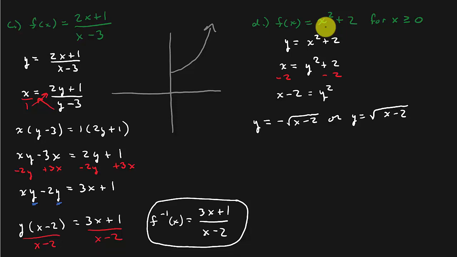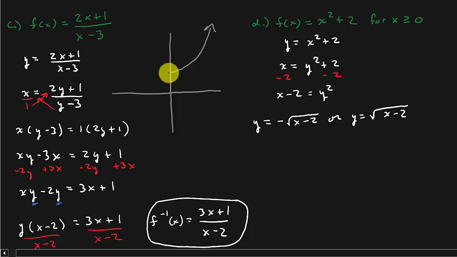Let me just state this real quick. The problem could have said for x less than or equal to 0, then that would have gotten rid of that part of the graph, and it would have made it one-to-one, and we could find the inverse.